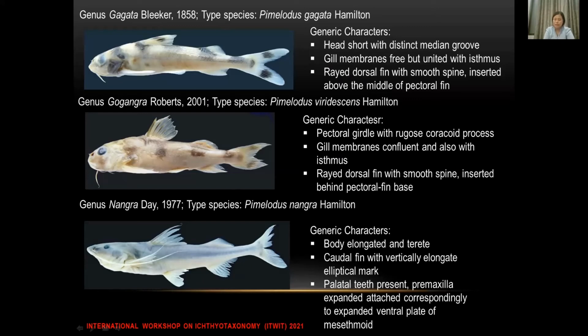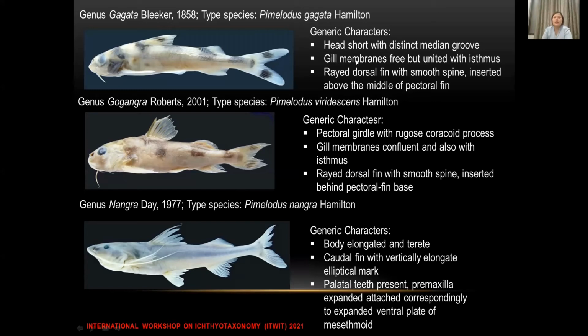Deepina in 1996 said that they share derived characters for Sisorids, and that indicates the formation of a natural group. So that was the thing which Deepina made in 1996. So here we can see between Gagata and Gogangra, the gill membranes feature and the dorsal fin feature.